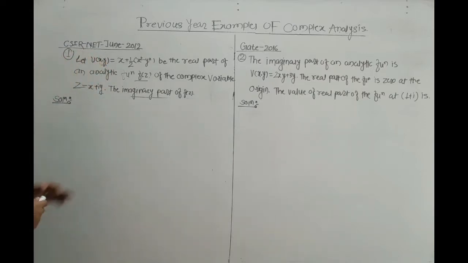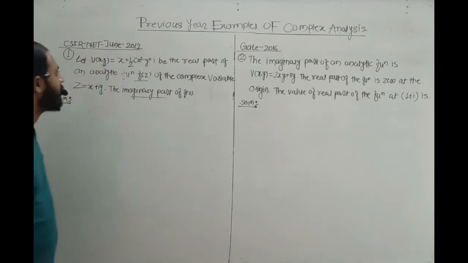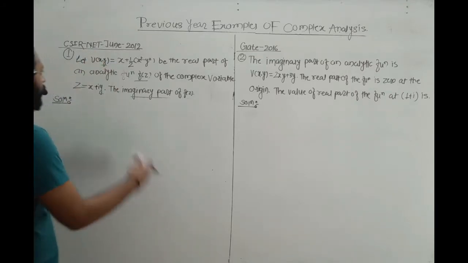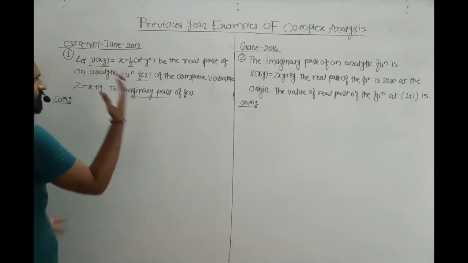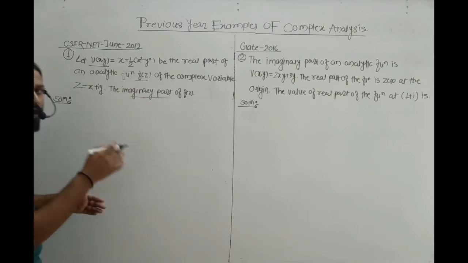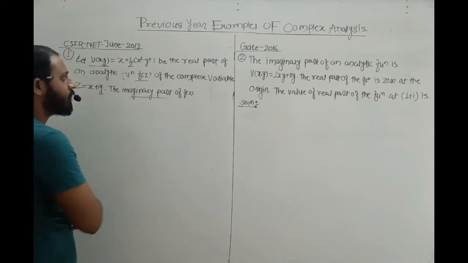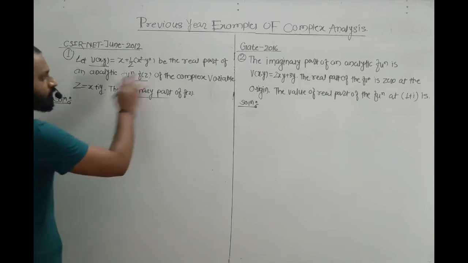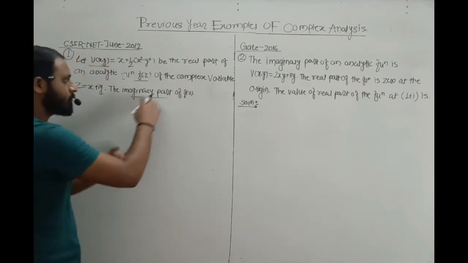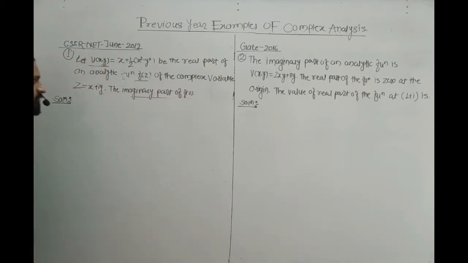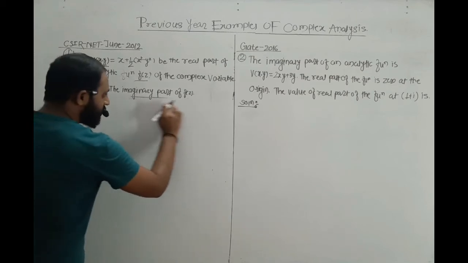Which were asked in CSIR NET June 2012. What is the question? If u of x, y, that is the real part, x plus half x square minus y square, is the real part of an analytic function f of z of the complex variable z equals x plus iy, then what is the imaginary part?